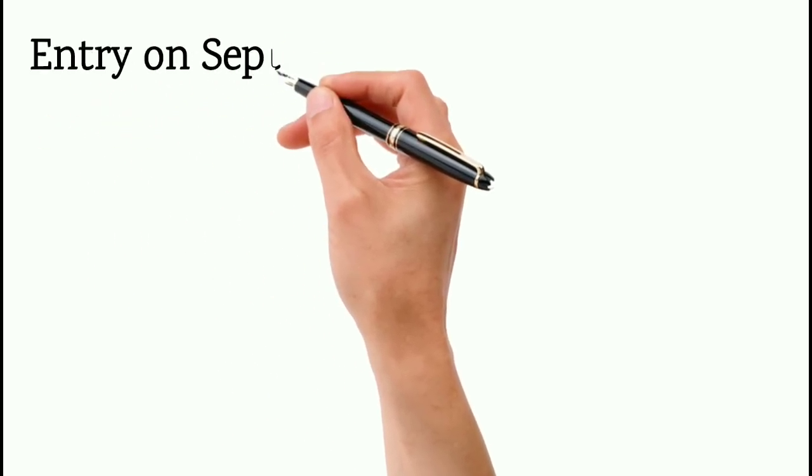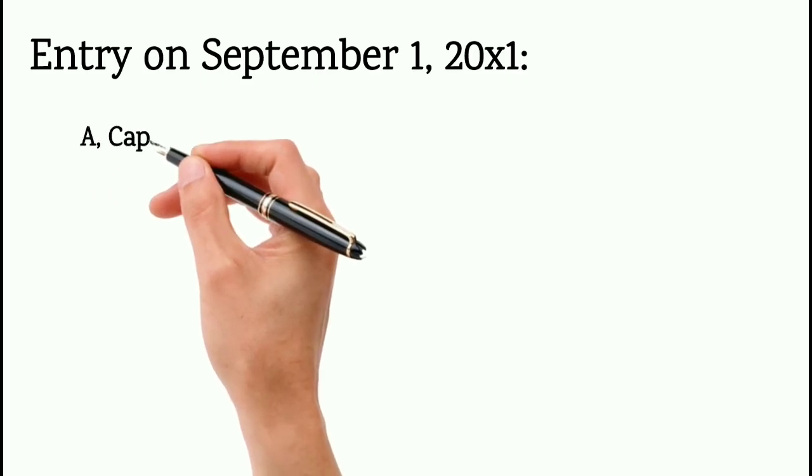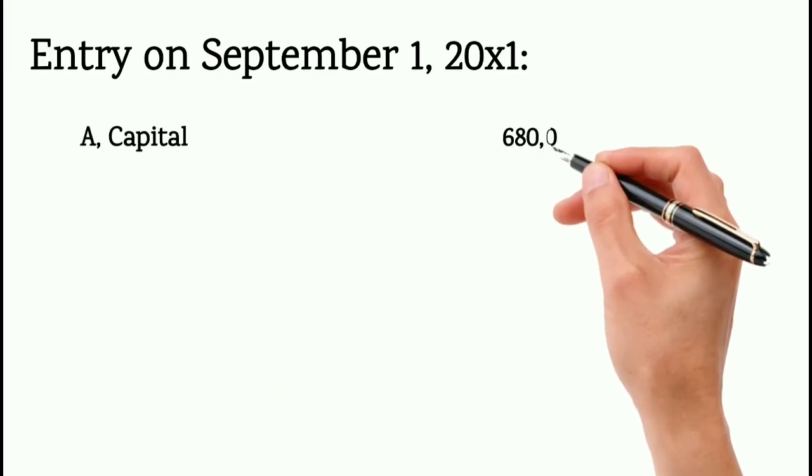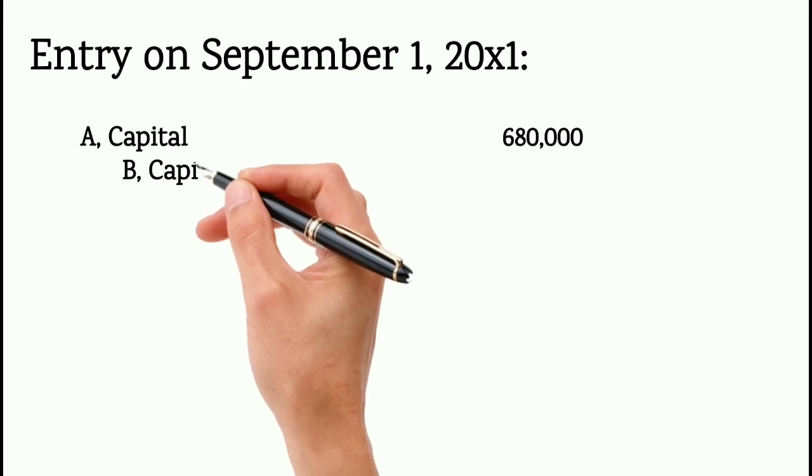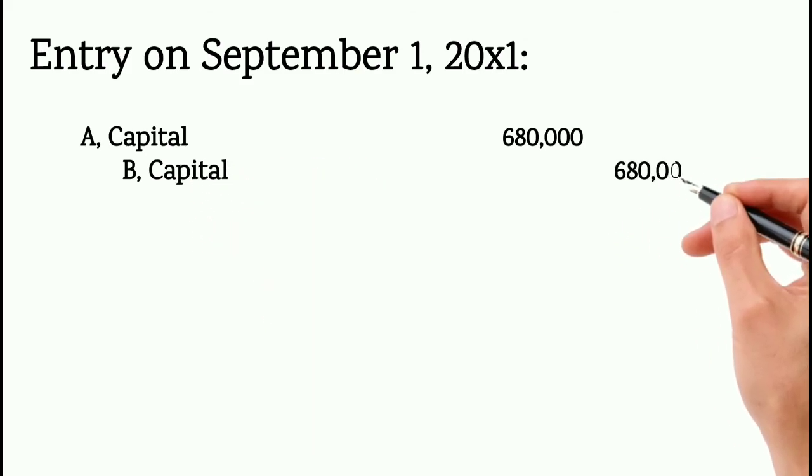We can now provide the entry on September 1, 20X1. Debit A capital, 680,000 pesos, and credit B capital, 680,000 pesos. Yung 680,000 pesos, yan yung capital balance before retirement ni A.